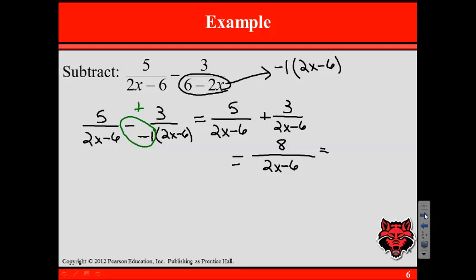At this point, we see that we can factor a 2 from the denominator. So we have 8 is 2 times 2 times 2. The denominator, if we factor out a GCF of 2, we're left with x minus 3. We cancel a common factor of 2 in the numerator and the denominator. And we're left with 4 over x minus 3.